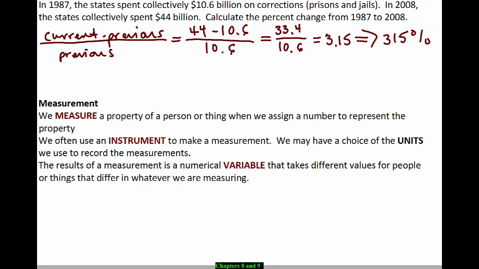The result of a measurement is a numerical variable that takes different values for people or things that differ in whatever we're measuring. Notice this is not a new definition of the word variable. We had a previous definition that said it was any characteristic of an individual. The results of a measurement are a specific type of variable, a numerical variable. Think about when you're measuring the length of something with a tape measure. You get a numerical outcome for that. So the results of measurements are a special type of variable, a numerical variable.